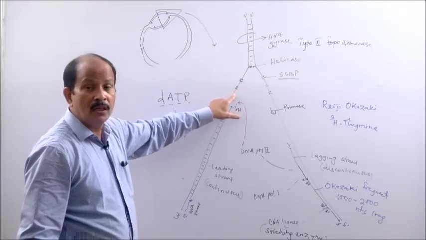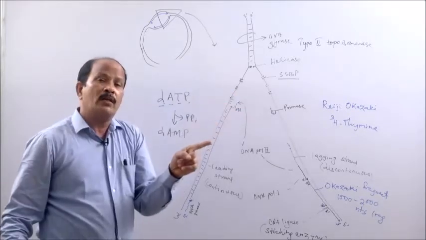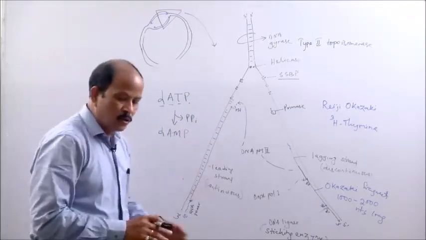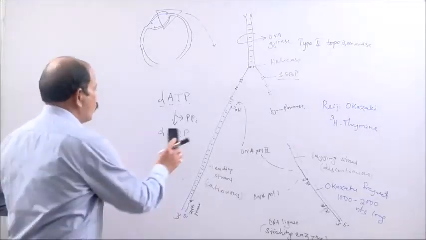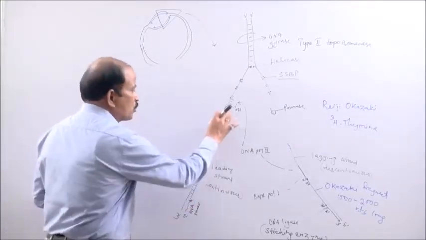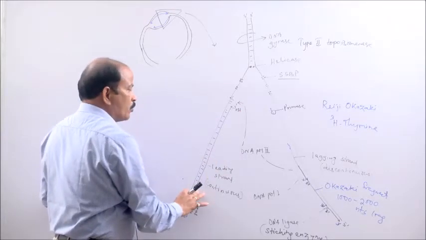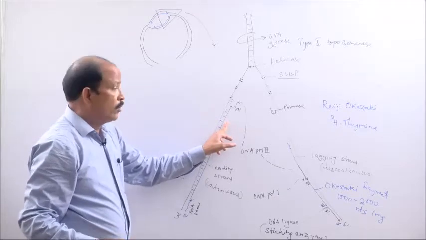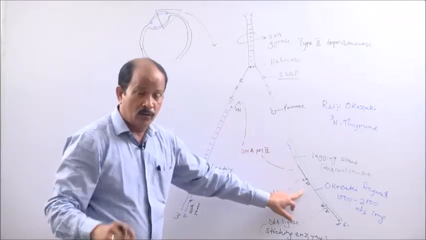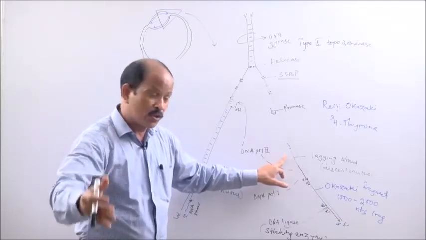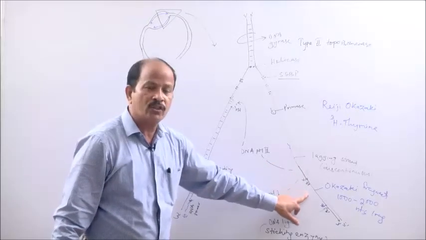If C is there, GTP will come, but what will remain? GMP will remain, but pyrophosphate will be released subsequently. Now, I want to summarize this. One strand is synthesized continuously. So, this nascent strand which is synthesized continuously is called the continuous strand. The other nascent strand, the newly formed strand, which is synthesized discontinuously, is called the discontinuously synthesized strand.